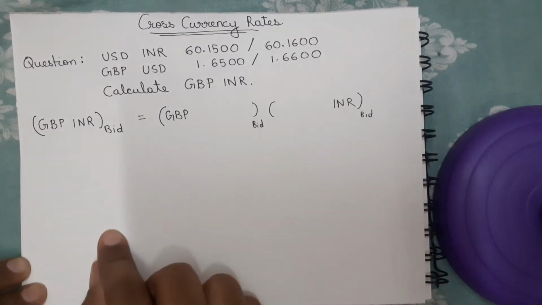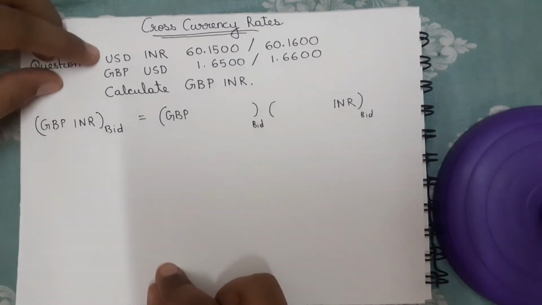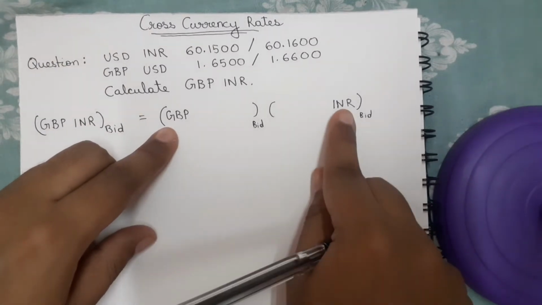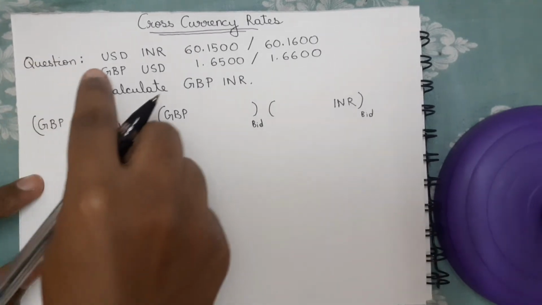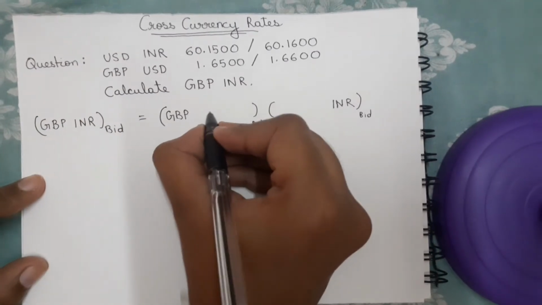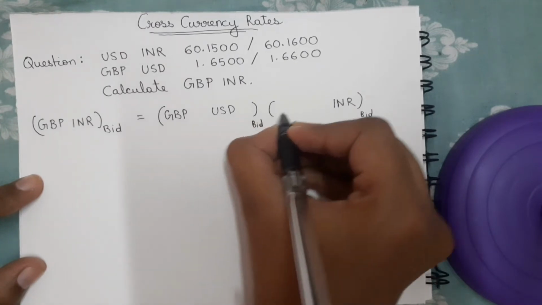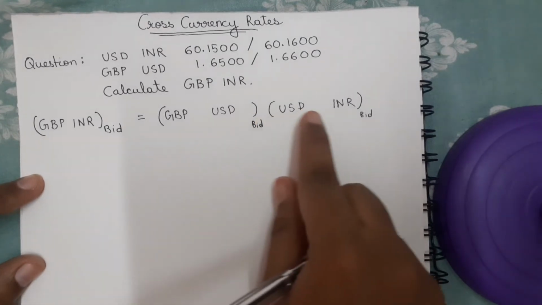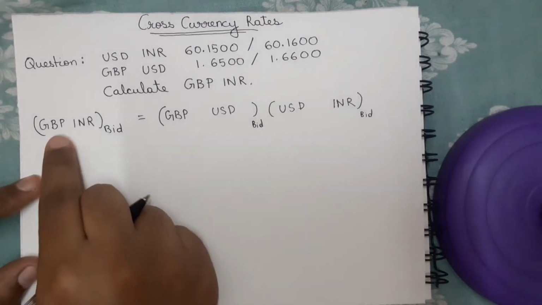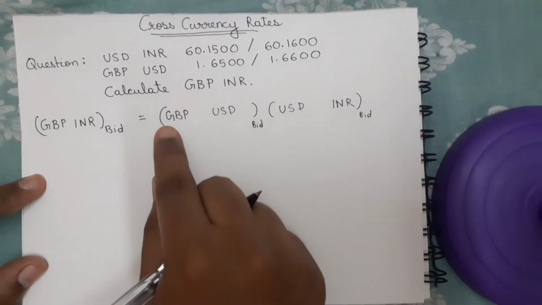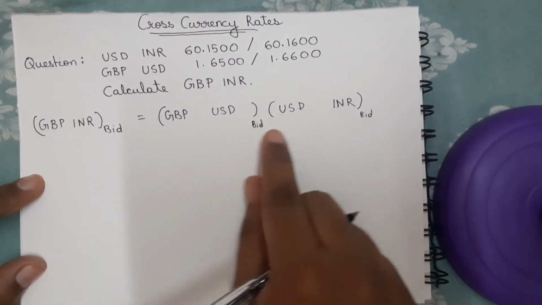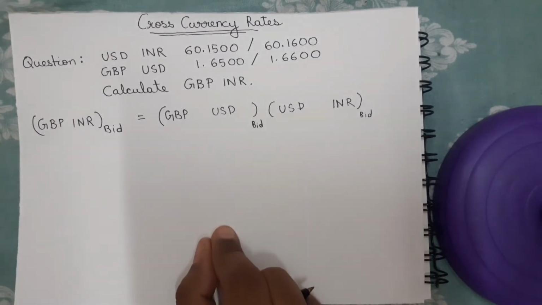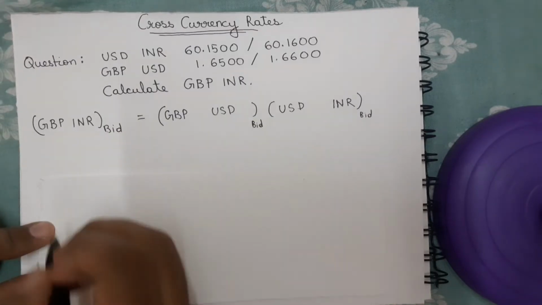Now in the question, there are three currencies given: US dollar, Indian rupee and Great Britain pound. We have put Great Britain pound and Indian rupee here. Now the left-over currency, that is US dollar, we would write over the other two positions. So in both these positions, we would write US dollar. So the formula to find the GBP INR bid rate is the bid rate of GBP USD into the bid rate of USD INR.